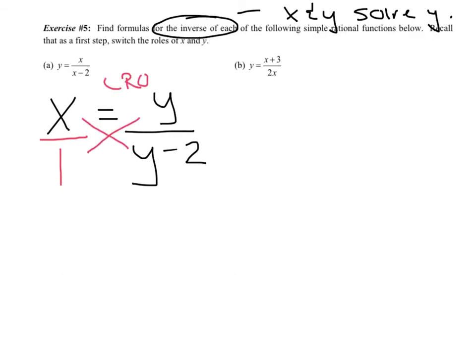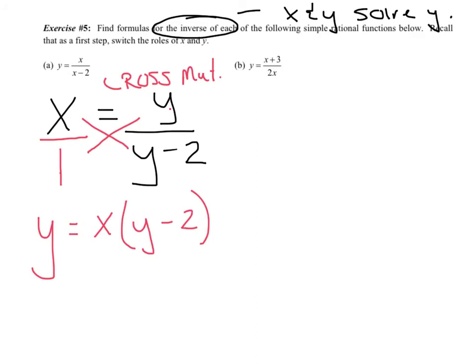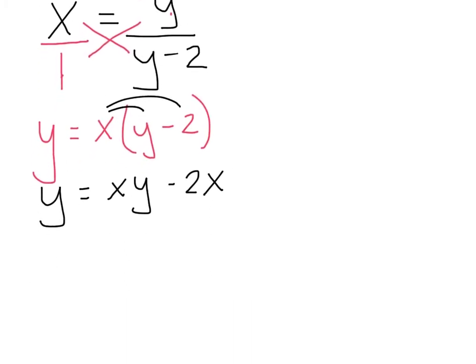Alright, so I put that over 1, and I'm just thinking cross multiply. So 1 times y is y, and then I'm going to say this is x times y minus 2. Alright, so if I keep going, I get y equals, distribute that, xy minus 2x. Okay. Now my goal is to get the y's on one side. There happens to be two y's. So I'm going to say this is y minus xy equals negative 2x. Okay, I just brought the y's over.